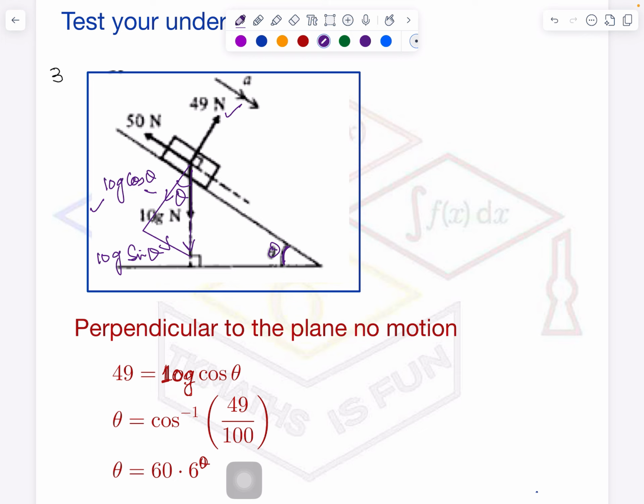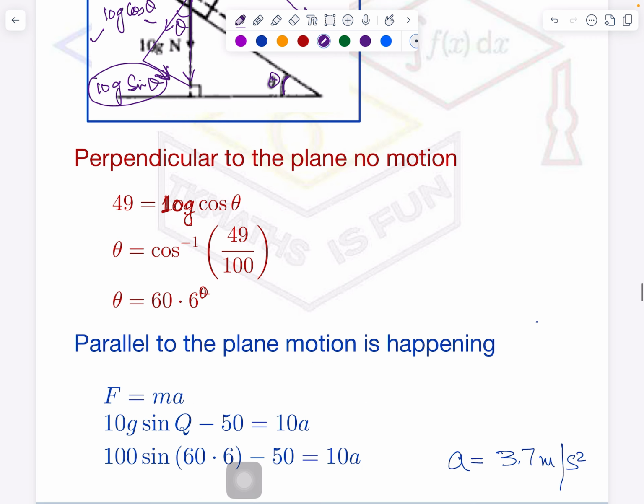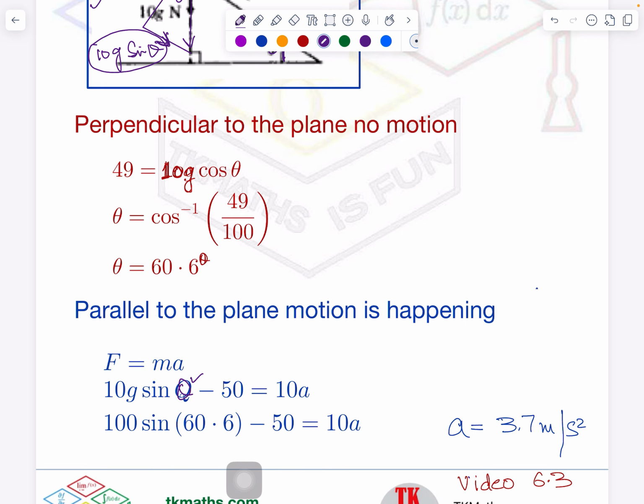And now parallel to the plane, because acceleration is happening downward, this force which is due to the weight is more than the force which is acting upward. So that's why I will say 10g sin theta minus 50 in Newton's second law of motion. So 10g sin theta minus 50 is equal to 10a. Substitute the value of theta and I got the answer.